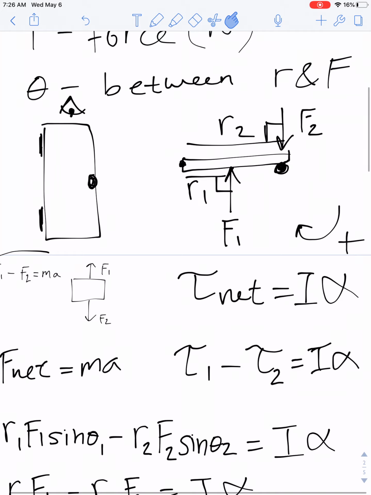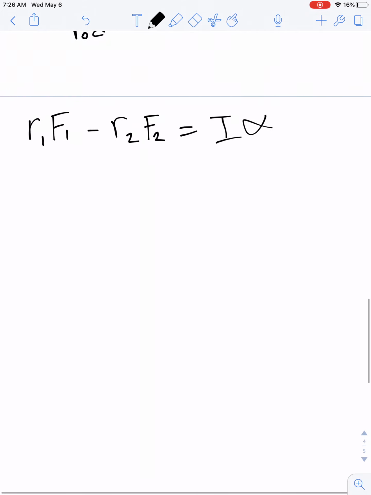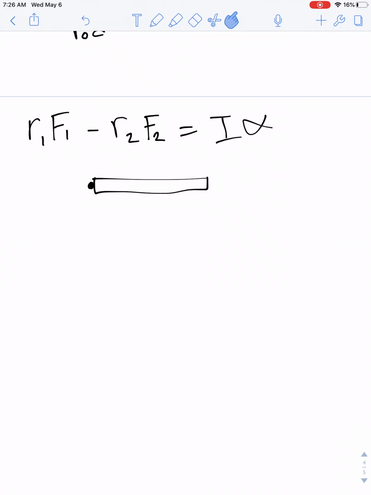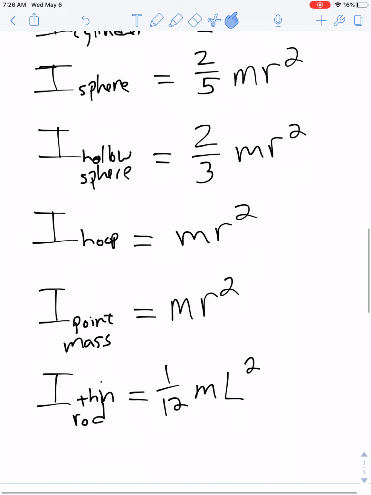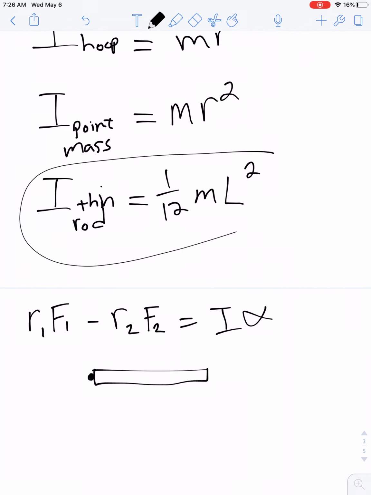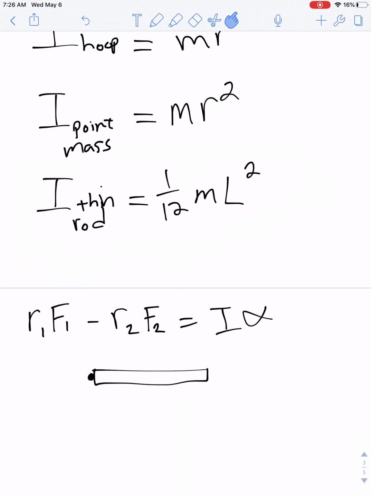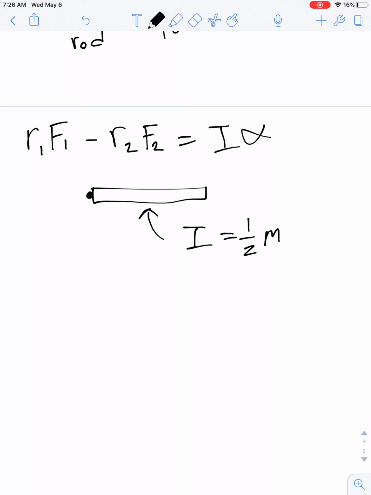Well, that's a little complicated, so we're going to redraw it just to make it simple, right? So if we take a look at our door, we have the door here. What is this door most like? Okay, out of these shapes, obviously it's not a cylinder or a sphere, so if you think about it, it's most like the thin rod. Okay, so this is what our door's inertia is going to be approximated as. So therefore, for this door here, I will be equal to 1/12 ml squared.